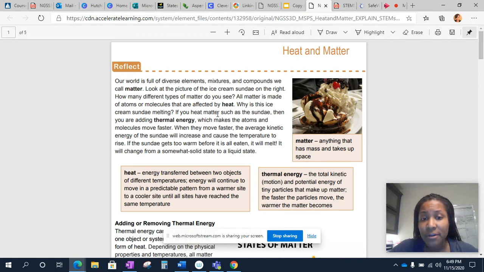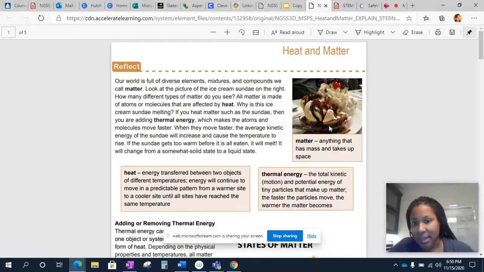If you heat matter, such as the sundae, then you are adding thermal energy, which makes the atoms and molecules move faster. When they move faster, the average kinetic energy of the sundae will increase and cause the temperature to rise. If the sundae gets too warm before it is all eaten, it will melt. It will change from a somewhat solid state to a liquid state.